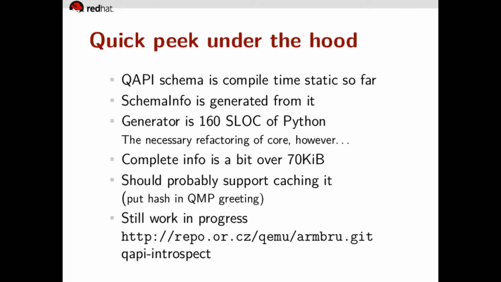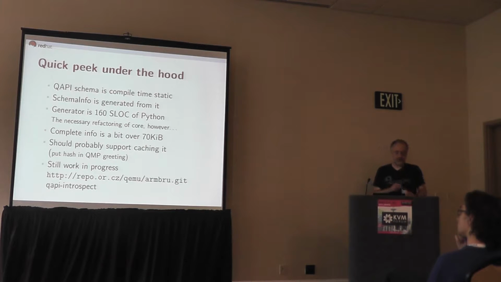Time for a quick peek under the hood. The QAPI schema is compile-time static, so we can generate SchemaInfo from it. That's what we do. The generator is a small Python program. It's just 160 lines of code. The necessary refactorings to make it possible, that was a bigger job. The complete info, what query-schema returns, that's a bit over 70 kilobytes right now. So we should probably support caching it by putting a hash or something in the QMP greeting. The whole thing is still a work in progress. Check it out in my Git repo.